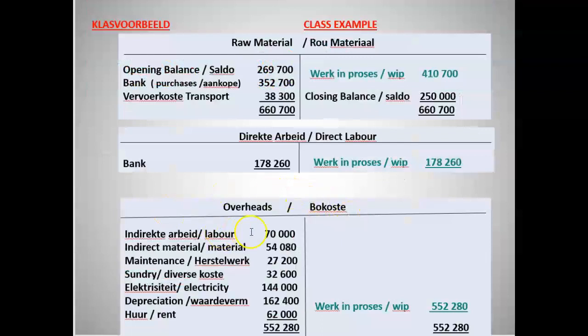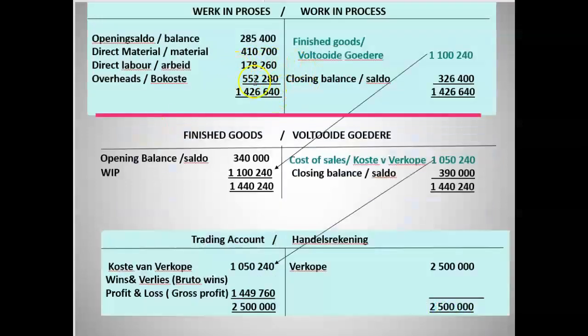In our overhead accounts, we're going to accumulate all our overhead costs: indirect labor, indirect material, maintenance costs, sundry costs, electricity, depreciation, rent paid for the factory, etc. And once we've accumulated that all, we're going to transfer the full amount to our work in process account, 552,280. So here, 552,280.